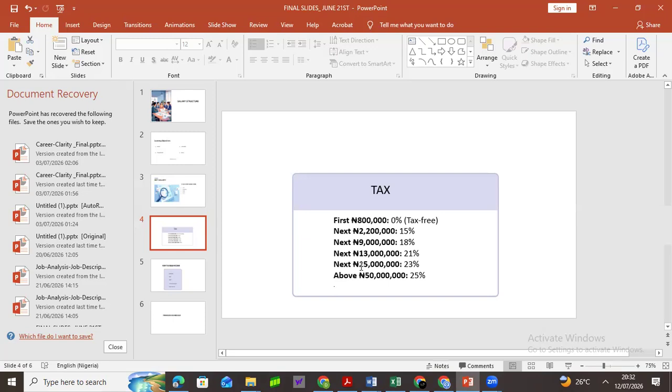Sometimes you can say after the deduction, even people that are getting up to 2.2 million naira gross, after all the deduction, the taxable income will not be up to 1 million naira anymore. So they are tax-free or tax exempt.